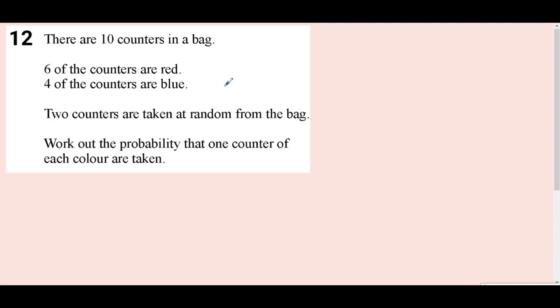Question 12. 10 counters in a bag, 6 of the counters are red, 4 of the counters are blue, 2 counters are taken at random from the bag. Work out the probability that 1 counter of each colour is taken. This one would be useful just to sketch a probability diagram. We've got red and blue for the first counter, red, blue for the second, and red, blue for the second over here. Initially, 6 of 10 are red, so we've got 6/10 red, 4/10 blue.